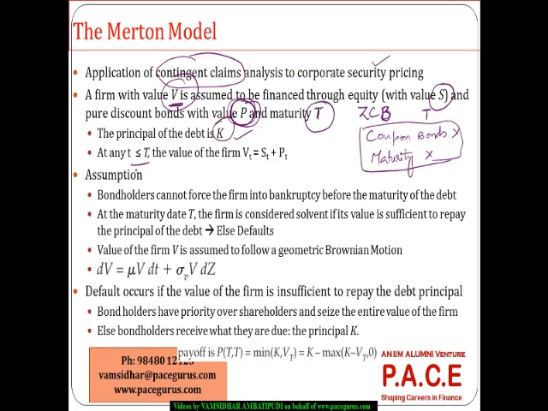assumption that at any time t before the maturity, the value of the firm at that particular point is nothing but the sum of the value of the equity and the value of debt, where the debt is purely in one single form, zero coupon bonds which are maturing at time T.